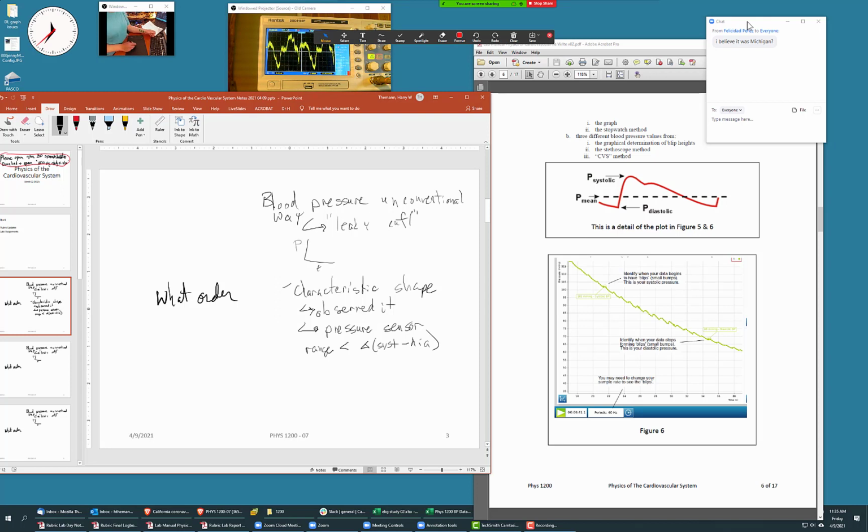And our range was, what was it? 10 millimeters of mercury, I think. And of course, the range here can be, let's say, 140 over 30. So the range here can be 100 or more.